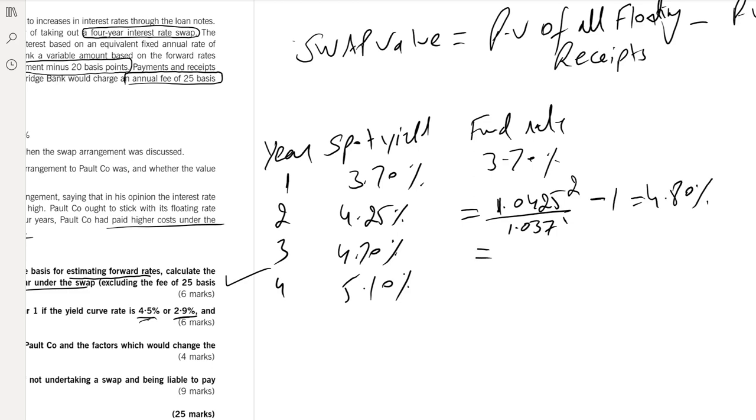Okay, this is equal to 1.047 raised to power 3 over 1.0425 raised to power 2, minus 1. This will be equal to, and that is equal to 5.61.